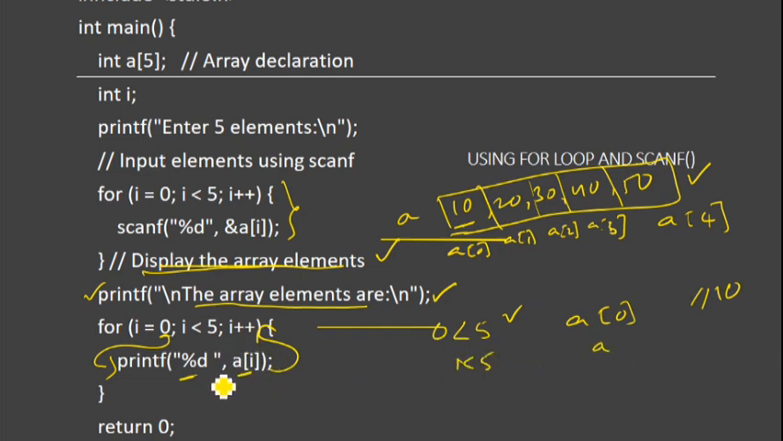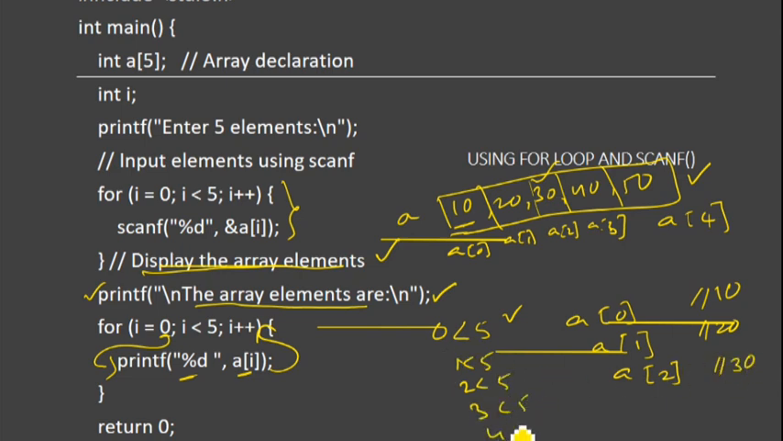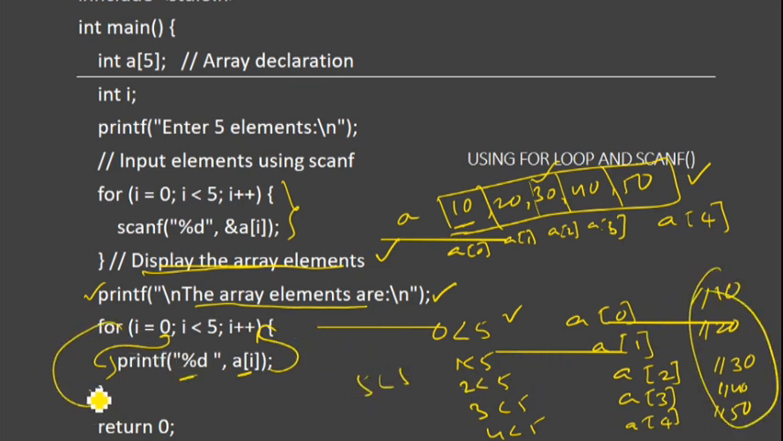Now a[i], value of i is 1, no? a[1], what is the a[1] value? 20. So 20 will be printed onto the screen. Now it will become 2, 2 less than 5, true, and we come into the loop. a[i] means i value 2, so what is the value? 30. So 30 will be printed. Like that, 3 is less than 5, 4 is less than 5. So a[3] value and a[4] value: 3 means 40, 4 means 50. These will be printed onto the screen. And next, 5 less than 5 is false and we come out of the loop.